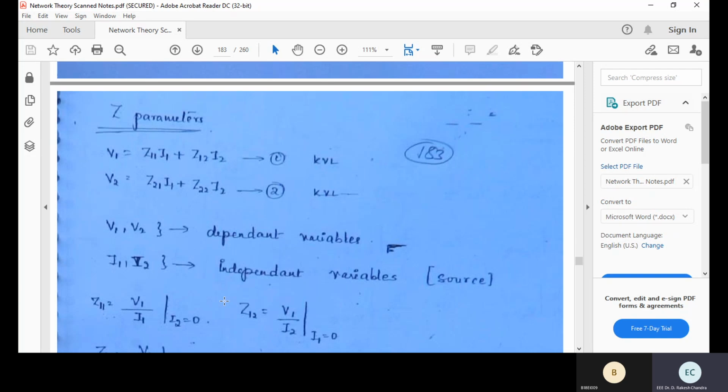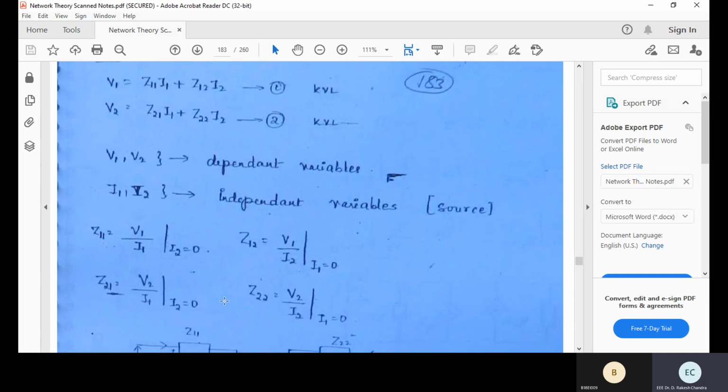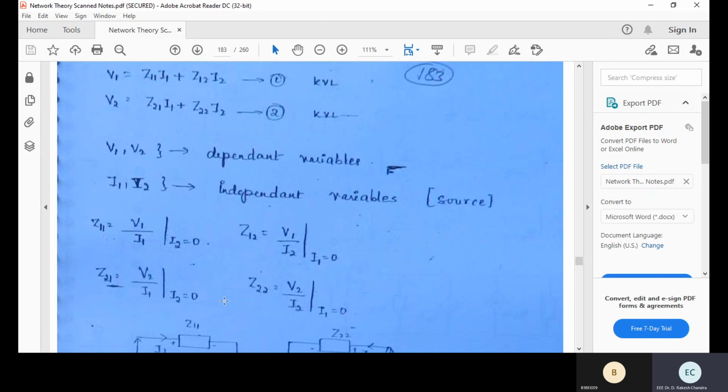Now, the dependent variables and independent variables. What do you mean by dependent variable and independent variable? Your V1 and V2 are the dependent variables and I1 and I2 are the independent variables. Why are V1 and V2 dependent? Because V1 and V2 depend upon Z11 I1 plus Z12 I2. Here I1 and I2 are independent.